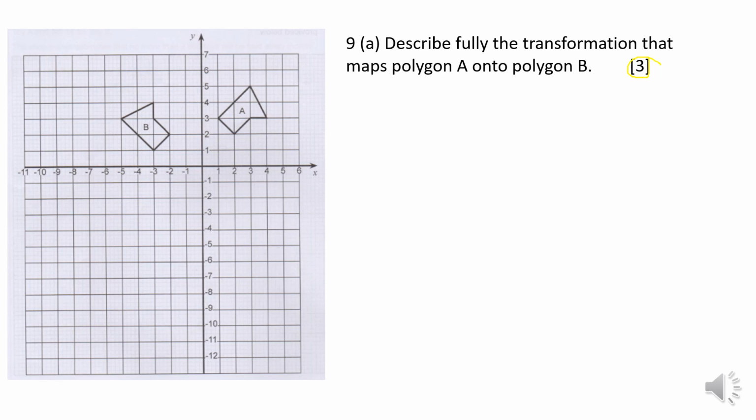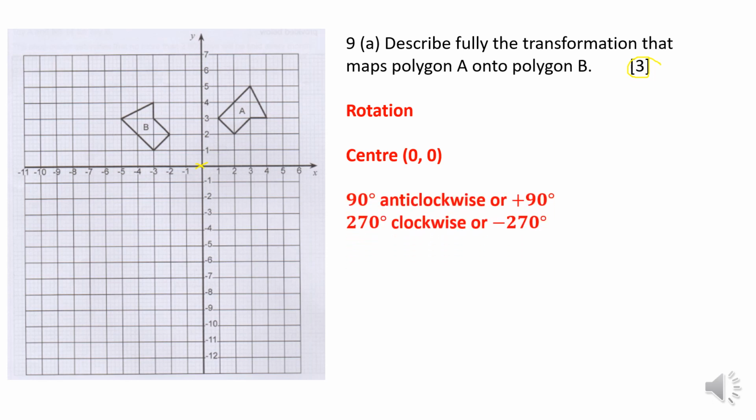If you say this is a rotation, you must say rotation, which gives you a mark. And then you must give the center of rotation, and the center of rotation is at the origin, okay? And then you must give the angle of rotation. Now this angle of rotation is always messy for some learners. So from A to B in this direction, it's 90 degrees counterclockwise.